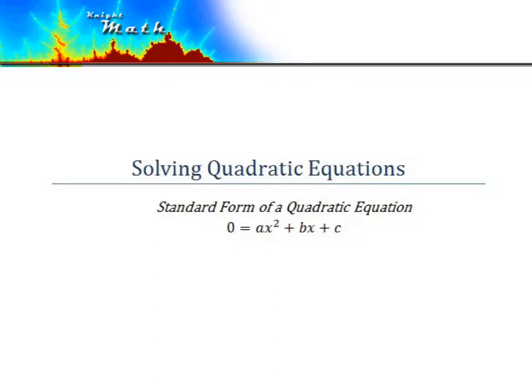In this video, we're going to take a look at some examples of solving quadratic equations. Here we have our standard form of quadratic equations, 0 equals ax squared plus bx plus c, where a, b, and c are just integers. And a lot of times this is where we want to start. Well, we'll see some different ways to get around it here.